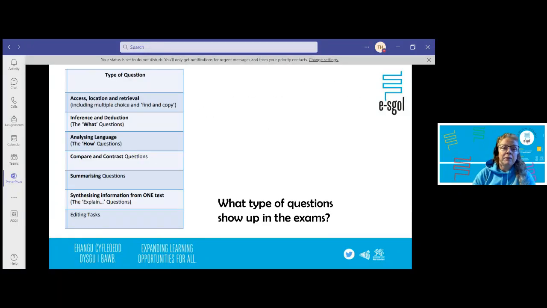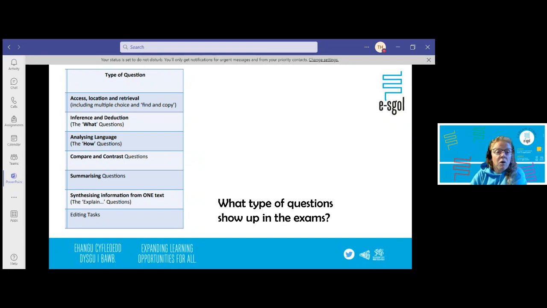In the exam now, you're going to have a range of different questions, which are going to vary from simple access and retrieval questions, like find and copy one piece of information, or when did the festival start, or where will the festival be next year. Those really simple find and copy questions are sometimes even multiple choice. You're going to have inference and deduction questions, asking what impression do you get of something, and you've got to work it out by looking at the texts.